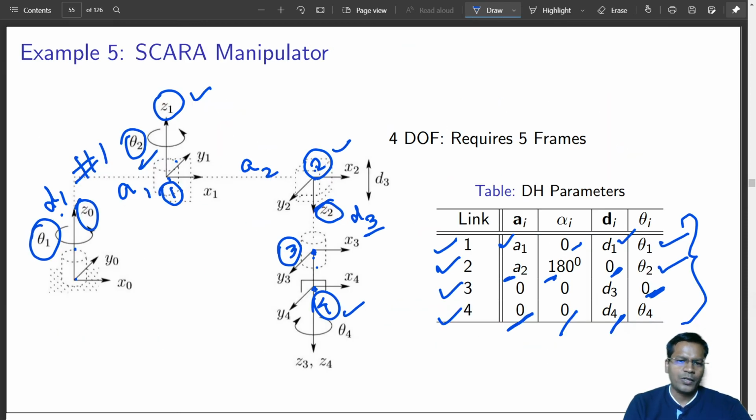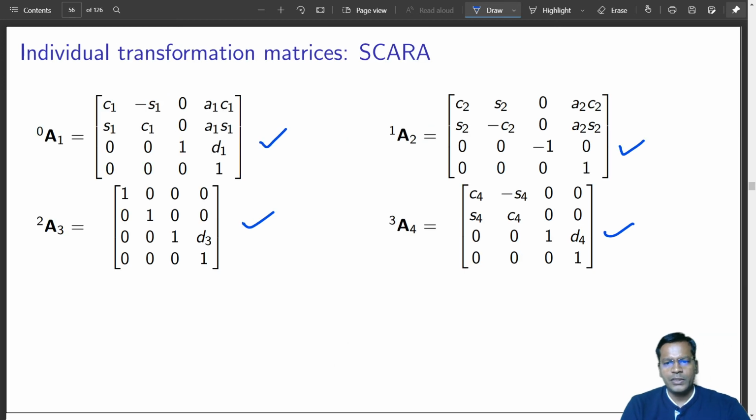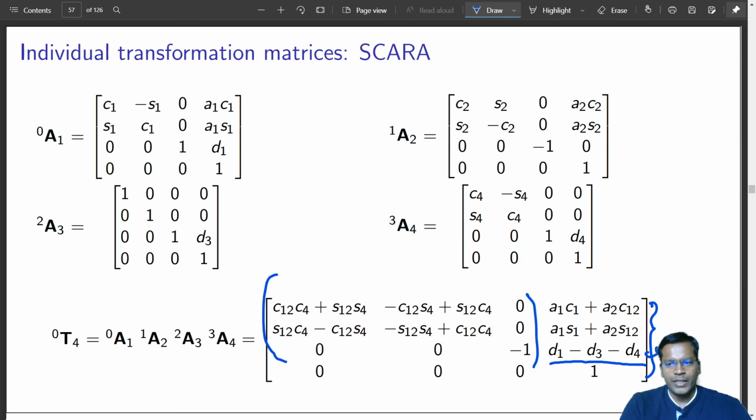Just quickly go to our robot. If this is D1, D3 is in the negative direction, and D4 is permanent, it is not going to change. So D1 minus D3 minus D4 is the actual location of point 4 with respect to point 1 along the z-axis. If this is your z-axis, that is vertically upwards, this point will have D1 minus D3 minus D4. So this is what is reflected here. Again you see there is no variable, it can directly go up and down, it cannot roll in the z direction.